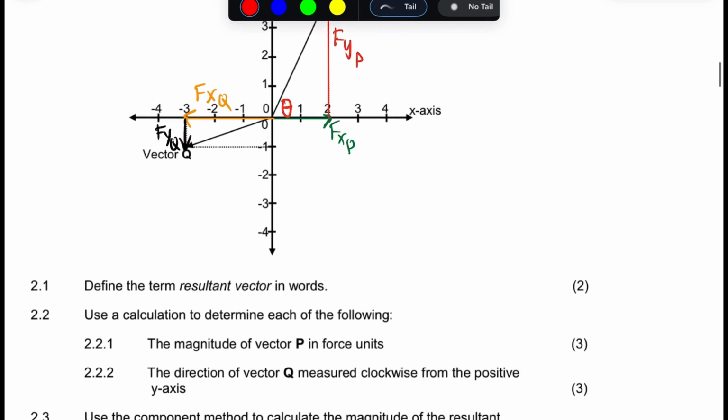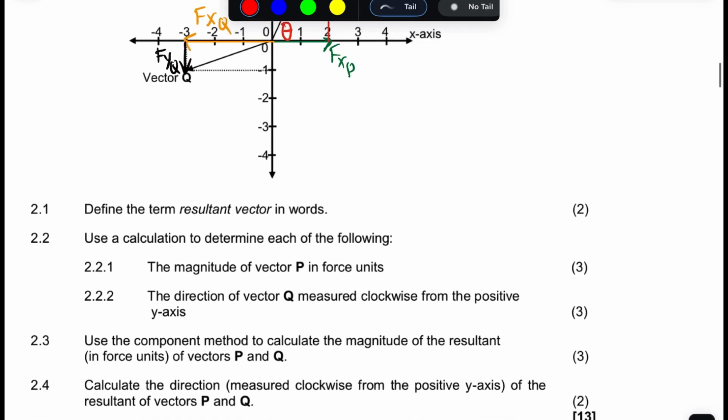Right, now let's answer the question. 2.1 says define the term resultant vector. The resultant vector is a single vector having the same effect as two or more vectors together. Exam guidelines are strict when it comes to that.